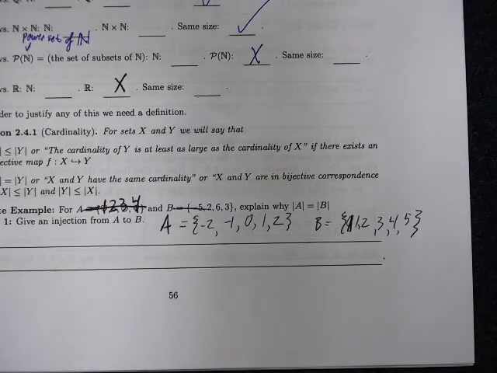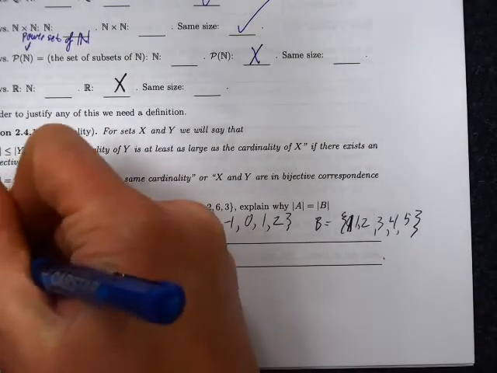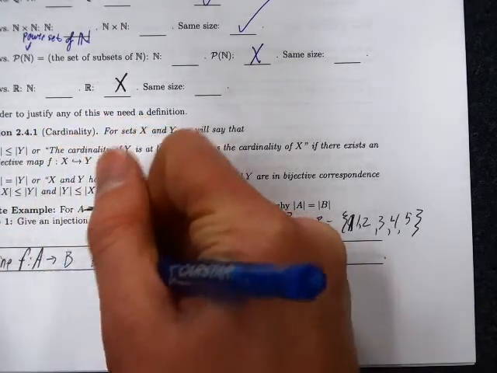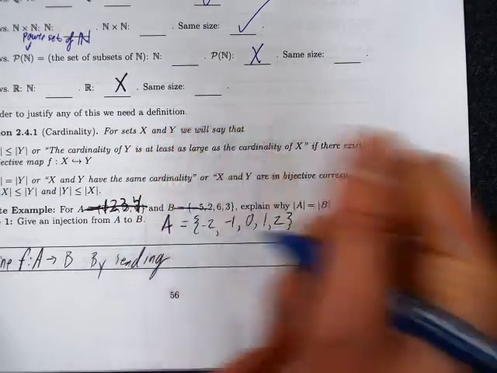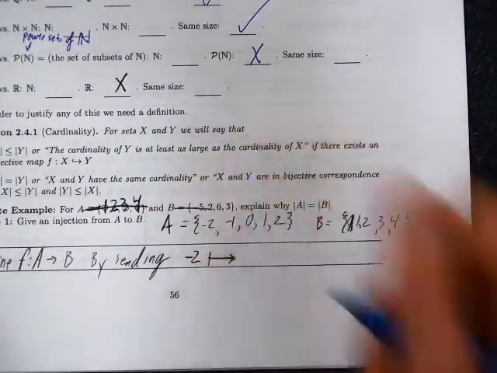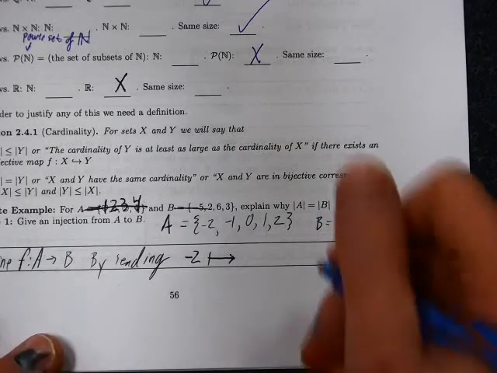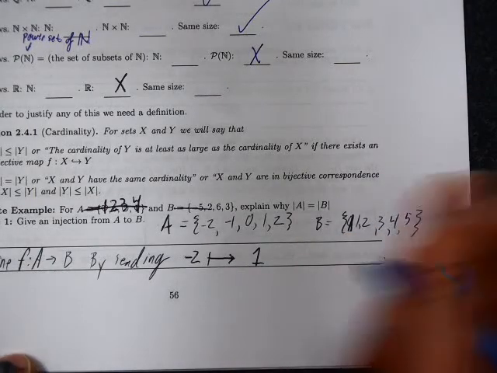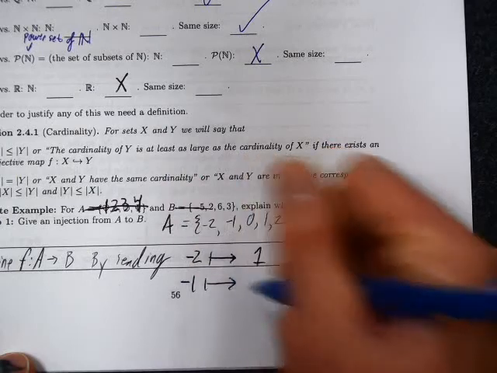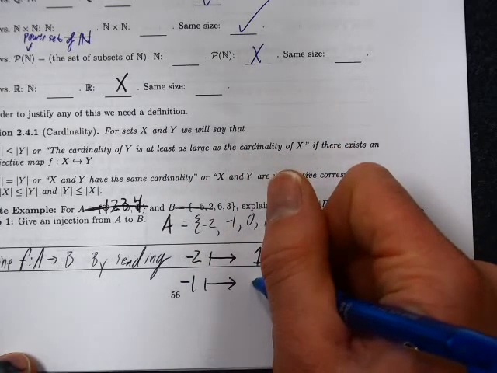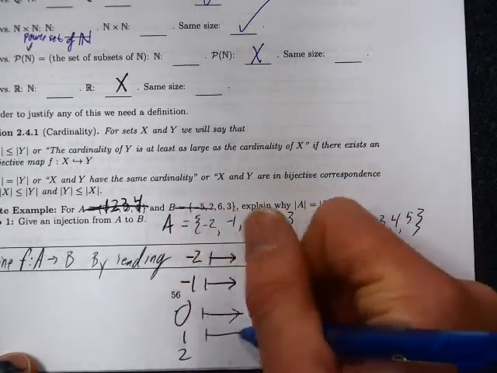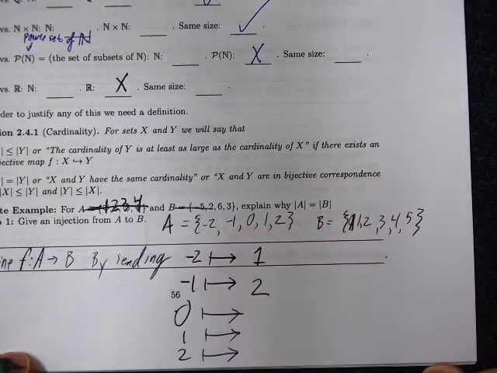So let's define f from A to B by sending... Well, I guess I have some choices. Where would you like to send -2? 1. Fair. That's a thing in B, so that's a valid choice. Where would you like to send -1? Where would you like to send 0, 1, and 2? Well, how about 5, 3, and 4?